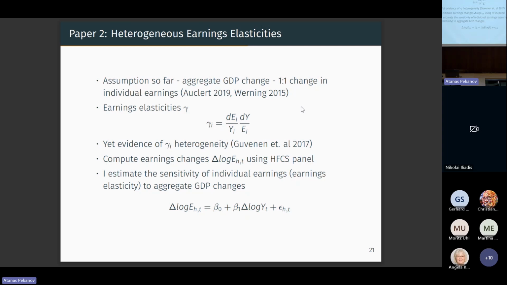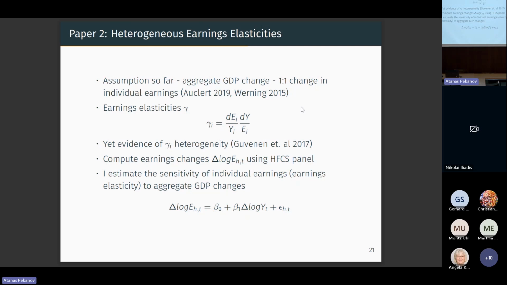And this is something that's been discussed theoretically, for example, in Auclert, by Werning. I'm going to relax it by saying, okay, this gamma is basically the change in individual household earnings when there is a change in GDP. Now I'm going to compute earnings changes using the HFCS panel. This is the second paper.